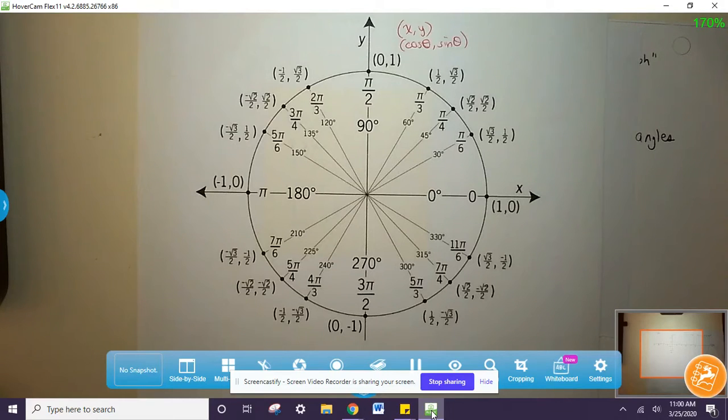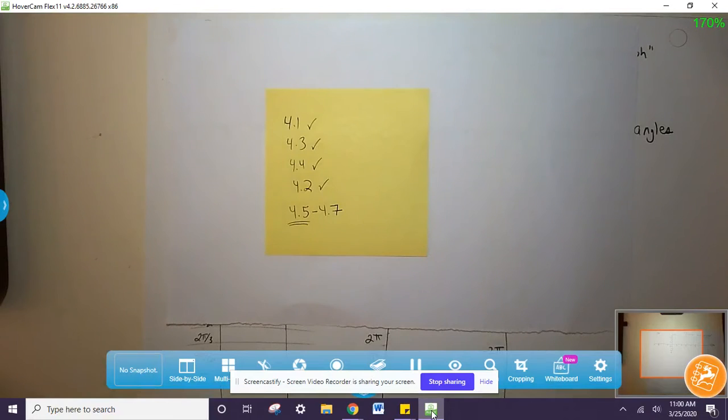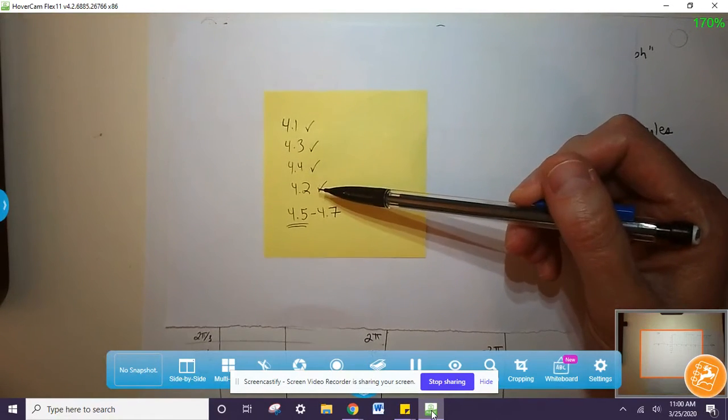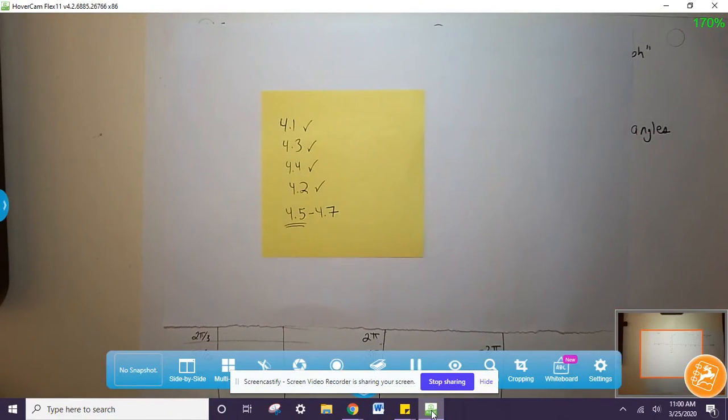For today's lesson, you will want a filled out unit circle. And just to let you know where we have been and where we're headed, we've completed the first half of chapter 4, and we are now going to get into section 4.5, then 4.6, then 4.7.